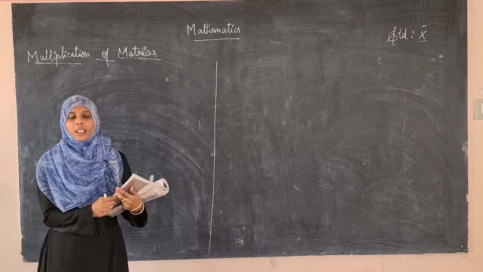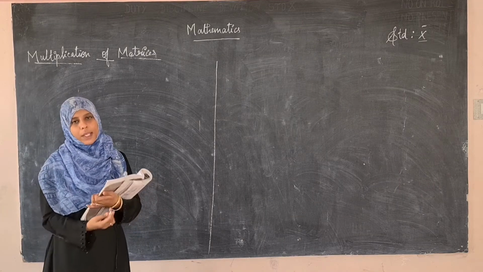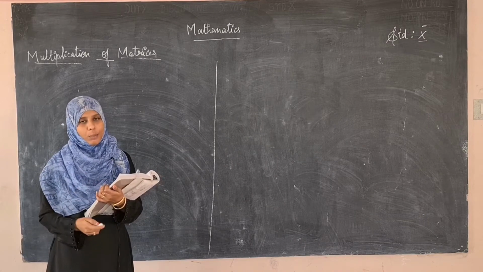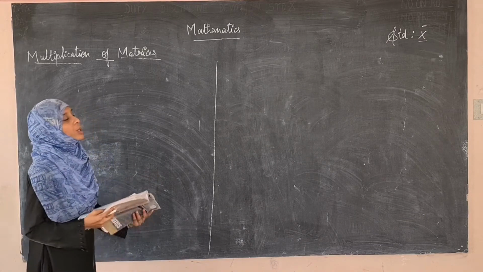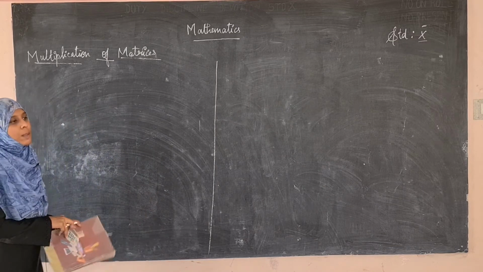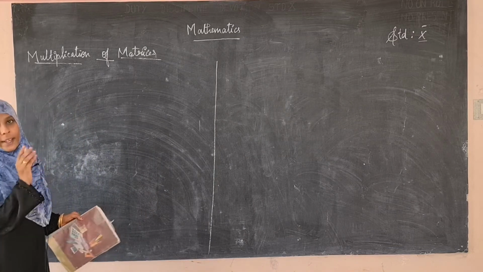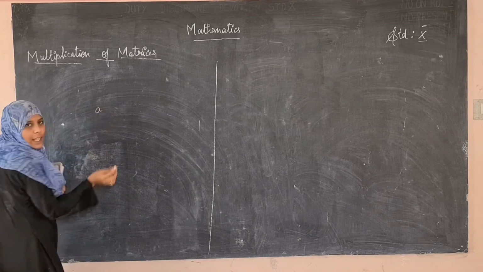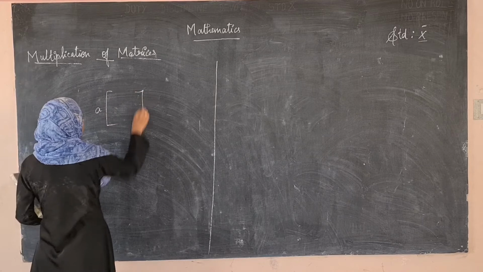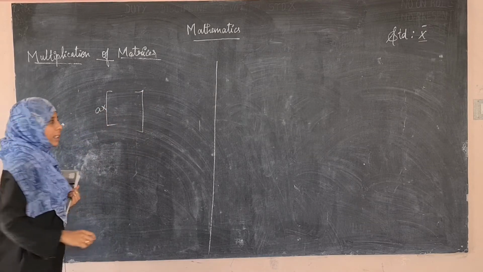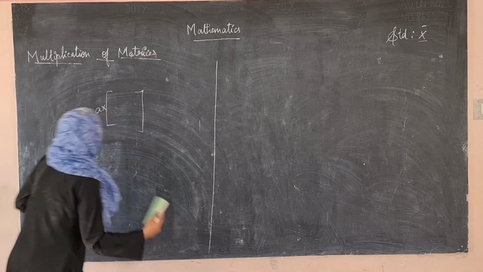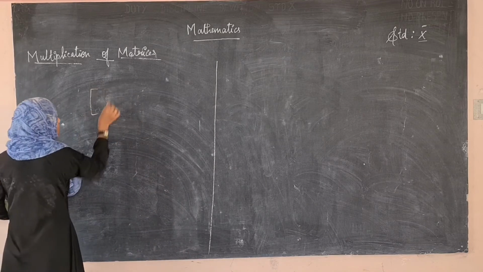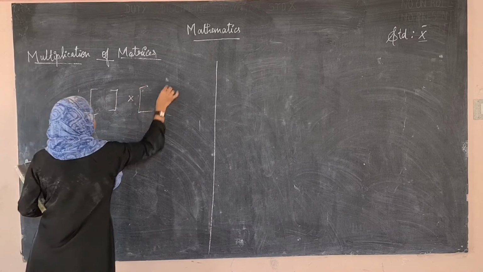So in last class we have seen the operations on matrices, that is we have seen addition, subtraction and scalar multiplication on matrices. So in today's class we are going to see multiplication of two matrices. It is different from scalar multiplication. In scalar multiplication we took one scalar element and multiplied it with a matrix. Now today we are going to see multiplication of matrices, that means we are going to multiply two matrices.